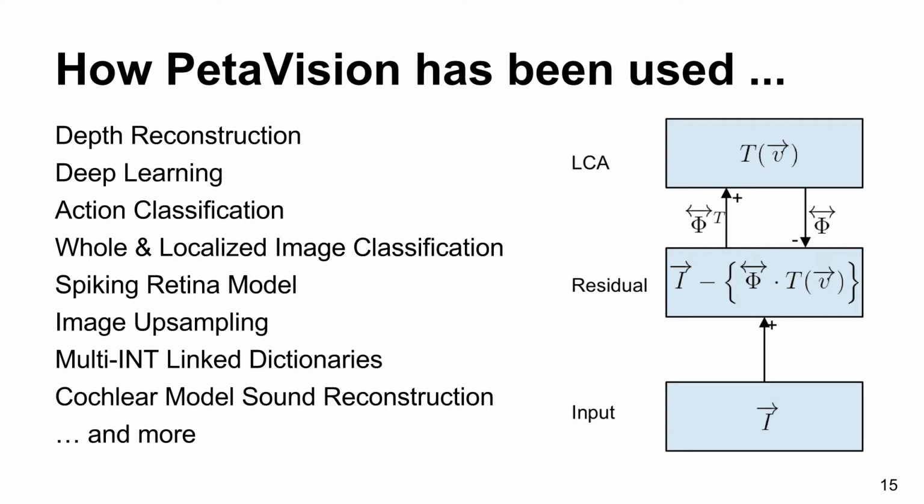As you've heard today, some of the ways that PetaVision has been used before are depth reconstruction and action classification with Wesley and Shen. Earlier, you learned about some whole image classification on the Cypher dataset. And you can use PetaVision instead of an SVM for doing classifications. You can just do an SLP from your sparse layer and then read that out if you prefer to do that.